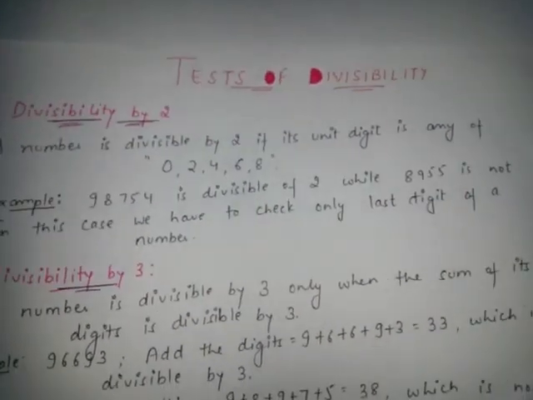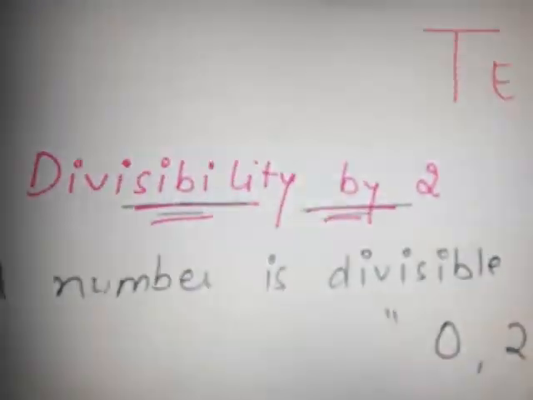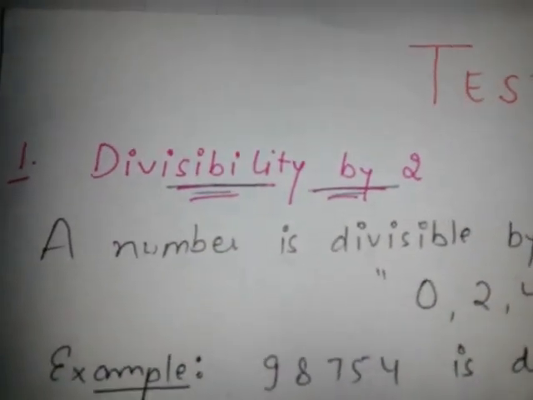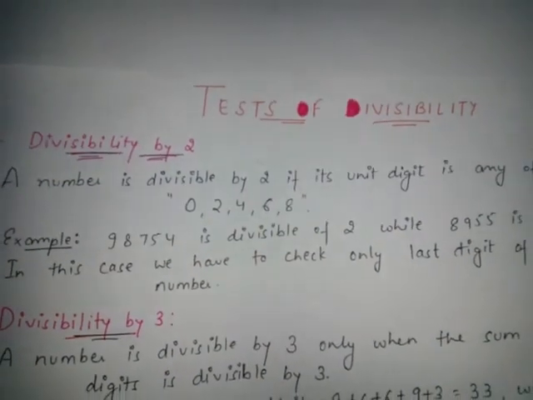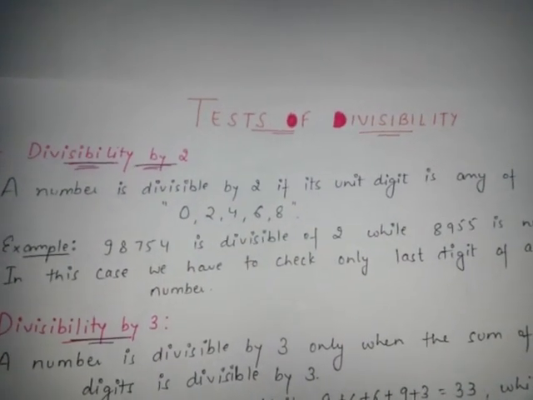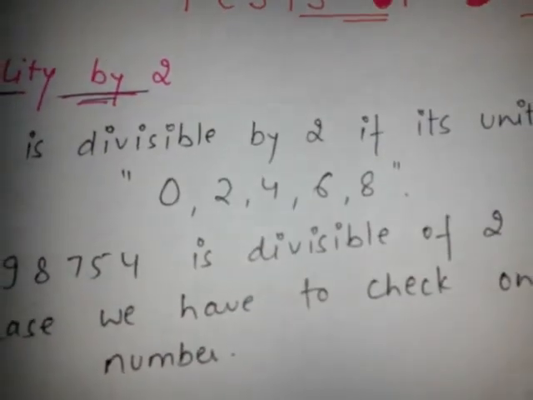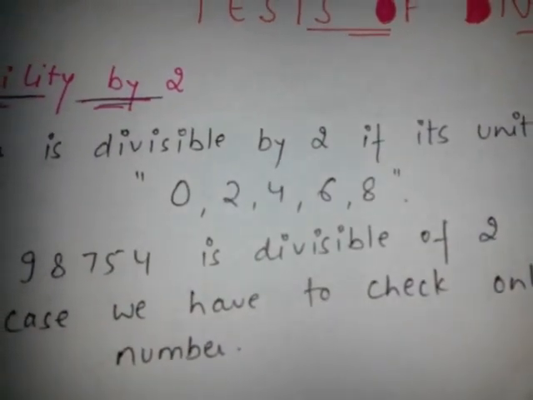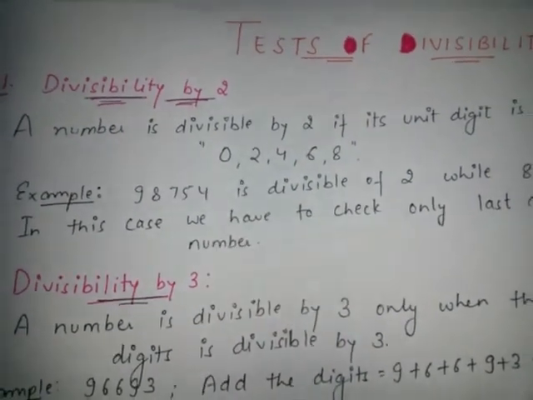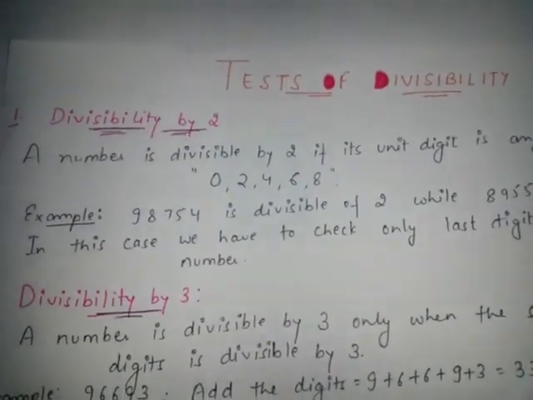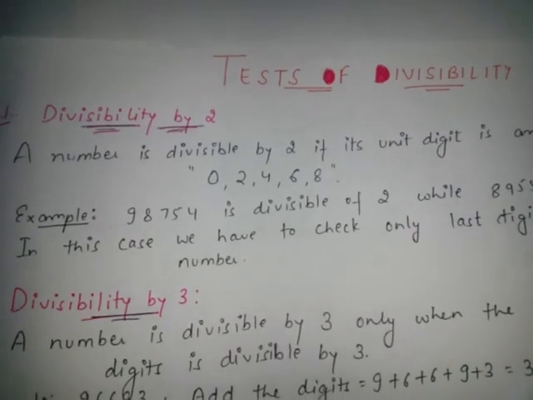Let's come to our first case, which is divisibility by 2. A number is divisible by 2 if its unit digit is any of 0, 2, 4, 6, 8. It means if the last digit of the number is even, then the number is divisible by 2.